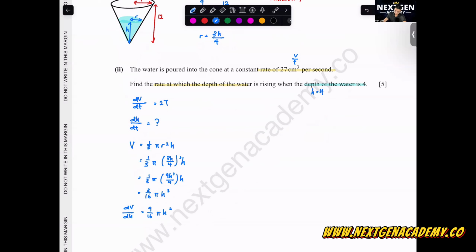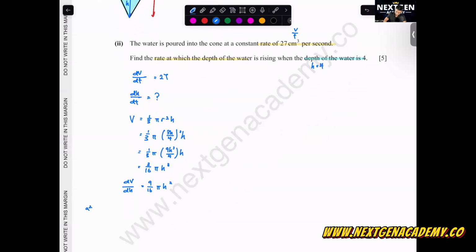Okay, we want to find when h equals 4. So at h equals 4, dV/dh is 9 over 16 pi times 4 squared. Calculate this, we'll get 9 pi.